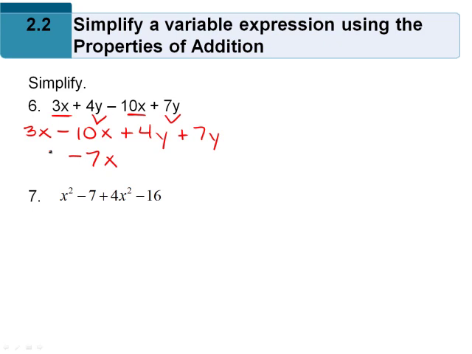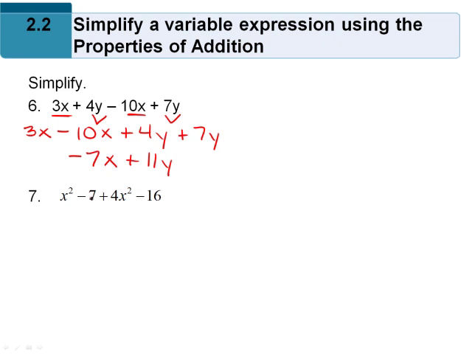So make sure you review those sign rules daily. Now look at the y's. I have 4, positive 4, and positive 7. That gives me a positive, so I write a plus sign, 11y, because I just add and keep the sign. Now, x and y are different, so that's my answer. Negative 7x plus 11y.